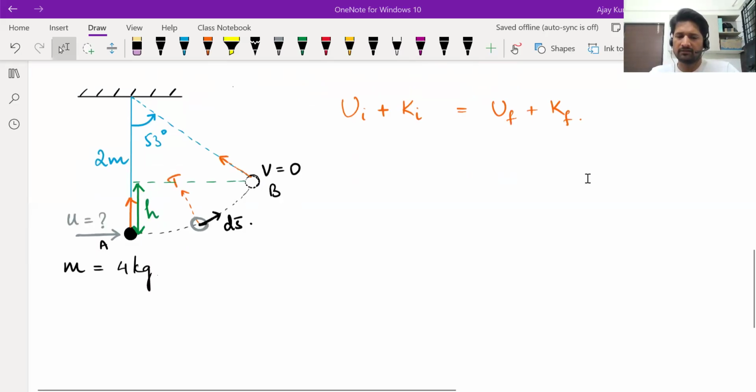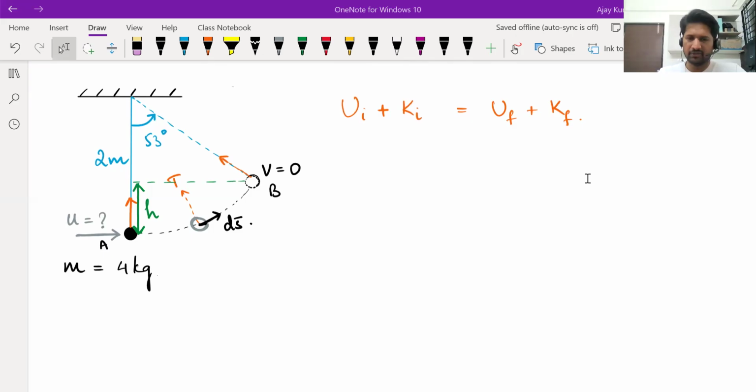How do we write initial and final gravitational potential energies? Sure, mg(h2 minus h1) gives you the change. Initial can be taken as mg h1, final can be taken as mg h2.